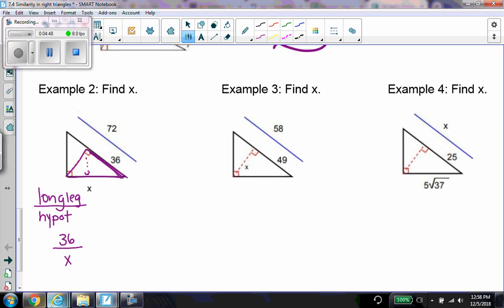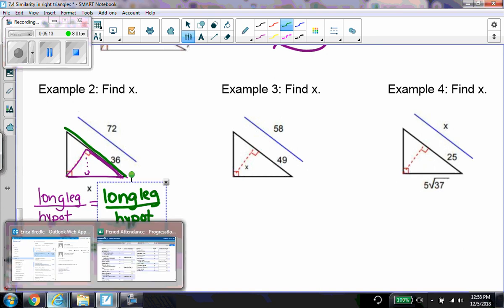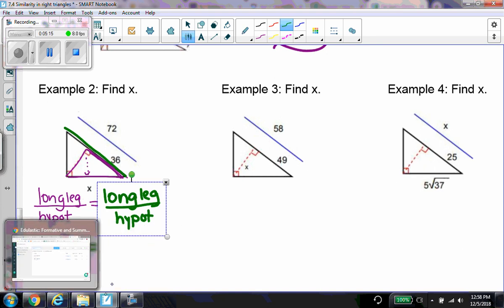So I've got 36 over X, and if I set that equal to the same exact pairings, the long leg over the hypotenuse, but I need to choose a different triangle. And it looks like they gave me this length is 72. So the length of the hypotenuse in the big triangle.